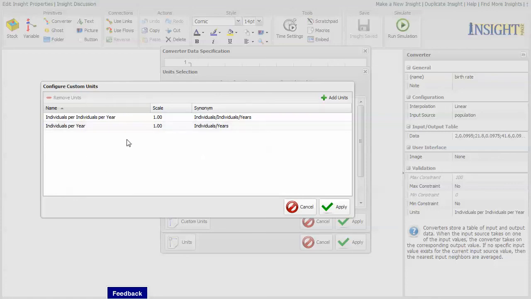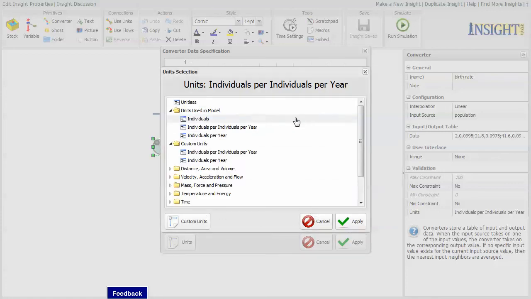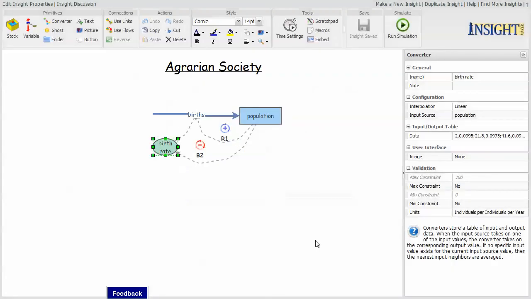So once these custom units are defined, they then show up here in this folder at the top under custom units, and you can assign them to entities in the model as you develop it. Makes it very convenient that you can in fact define whatever set of units are appropriate to the context of the model that you're developing.